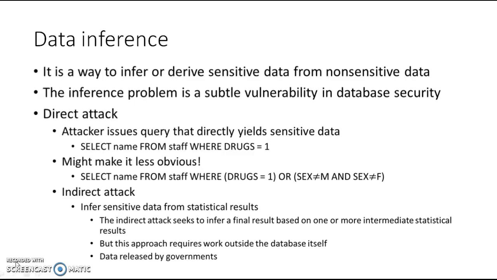If you see over here, a direct attack means, for example, you directly issue a command like select name from staff where drugs equal to one. So that is the direct. You ask directly for some information about some people. Sometimes you infer from statistical information. If you have some data but you don't know the average or the standard deviation, you can apply different statistical formulas on it. That is the indirect attack.